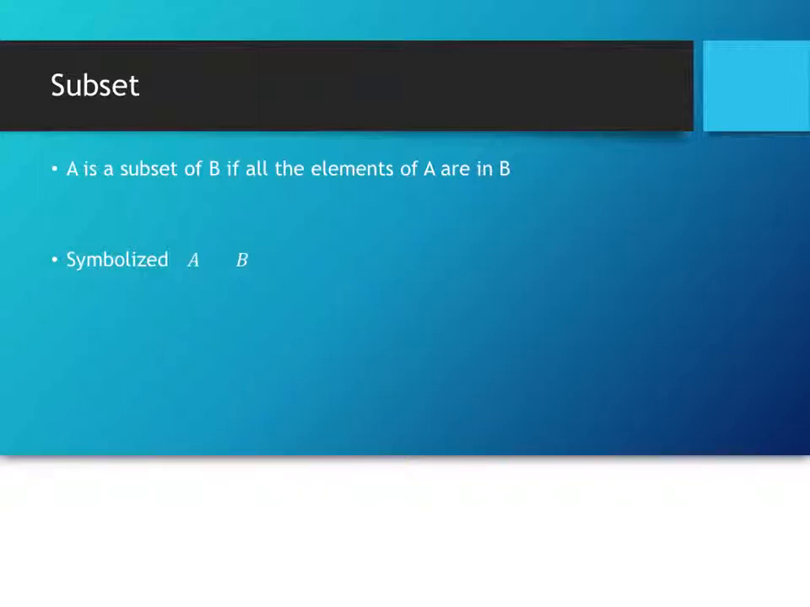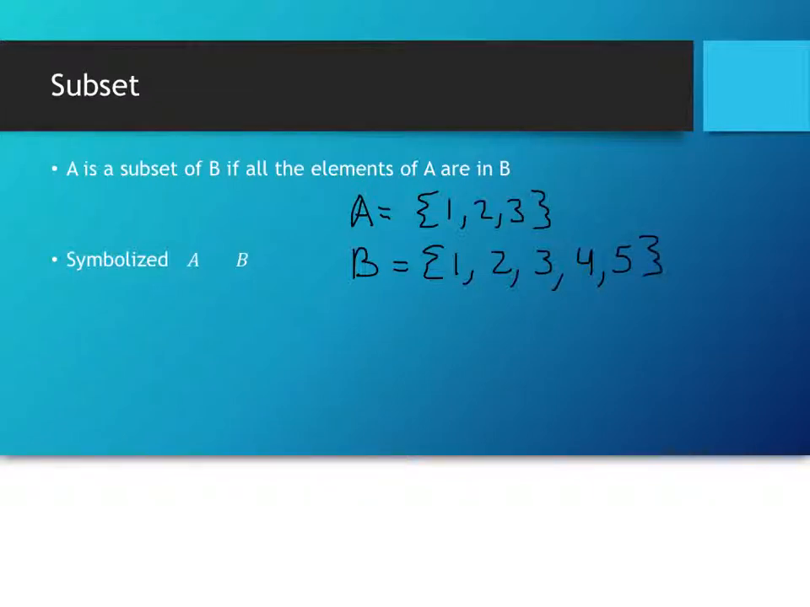So let's take an example. If A is the set 1, 2, 3, and B is the set 1, 2, 3, 4, 5, it's clear to see that all of the elements of A are inside of B. So A is a subset of B.